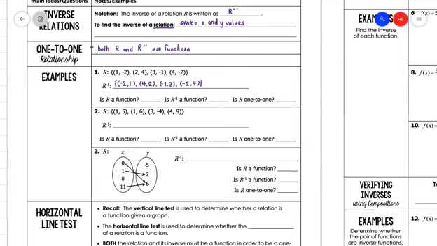So is R a function? My original R. We look at the x values, and they're 1, 2, 3, and 4. So yes, R is a function. None of our x's are repeated.